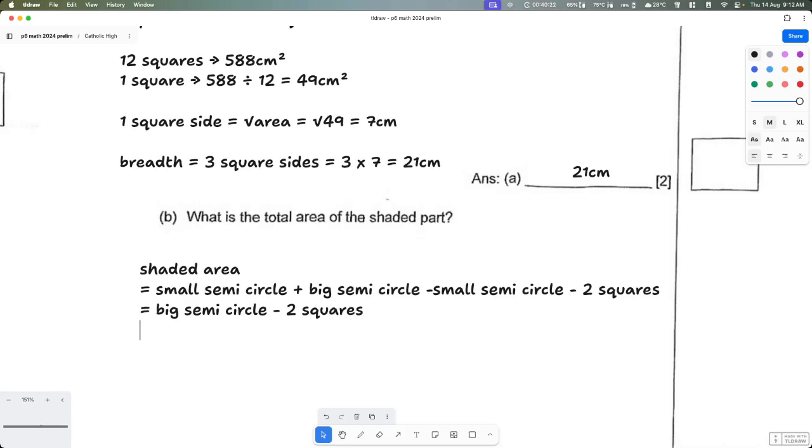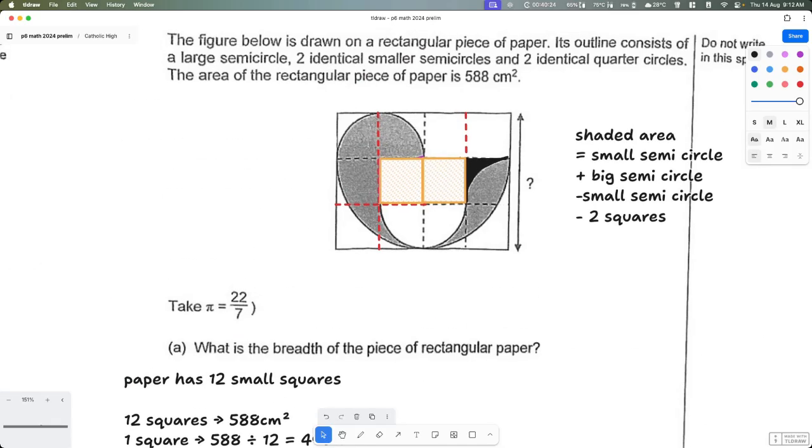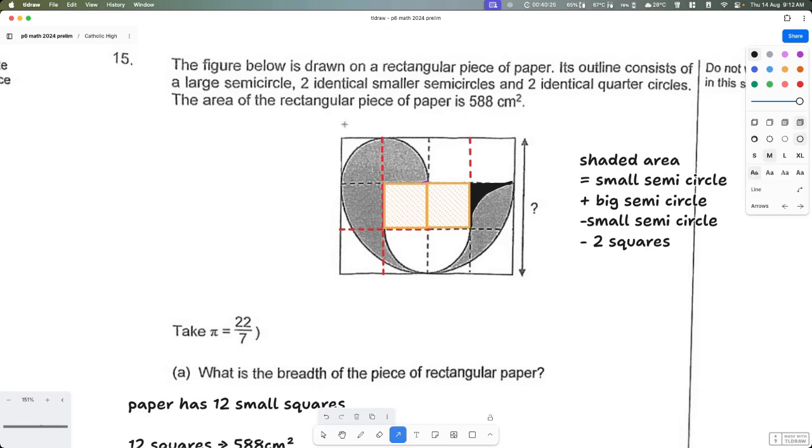Squares over here, right? Okay, so that means we need to find a big semicircle. So in this case, it is this whole thing. So the radius is half. So we know one of the squares is 7 centimeters. So this one is 7 centimeters. So that means the radius to this is 14.